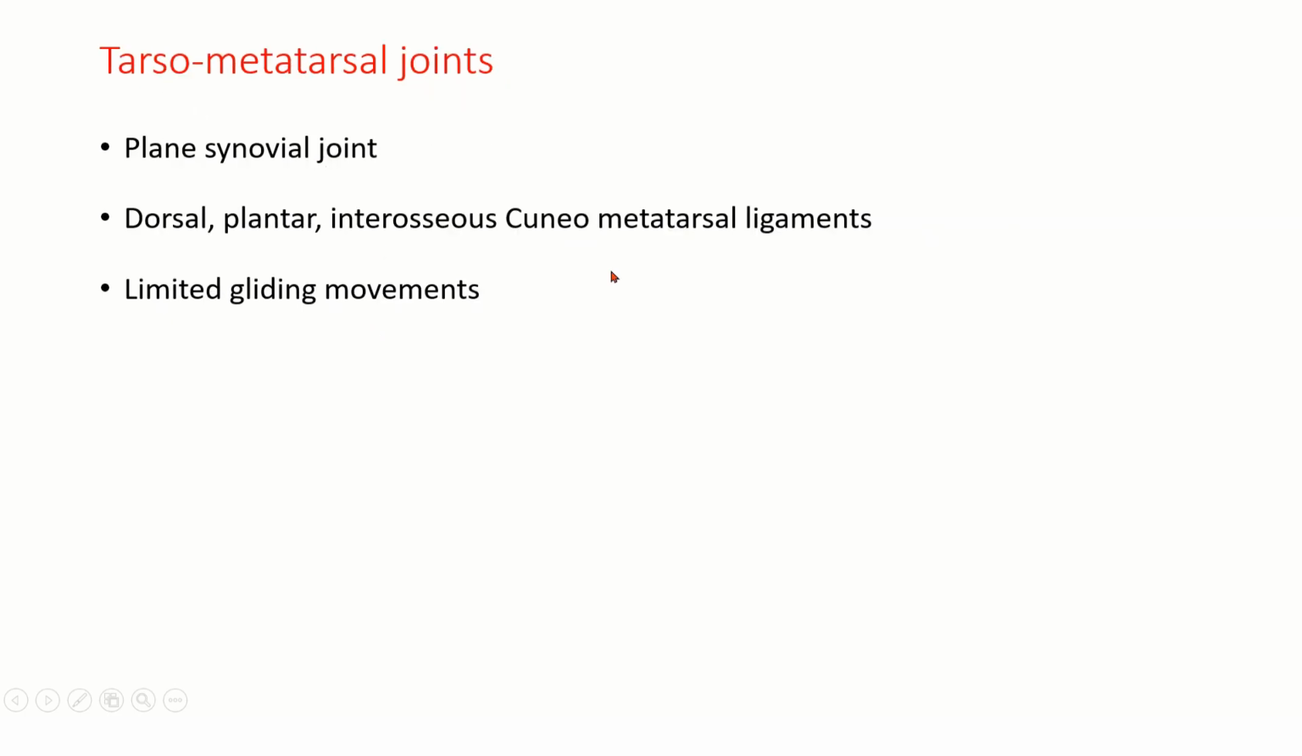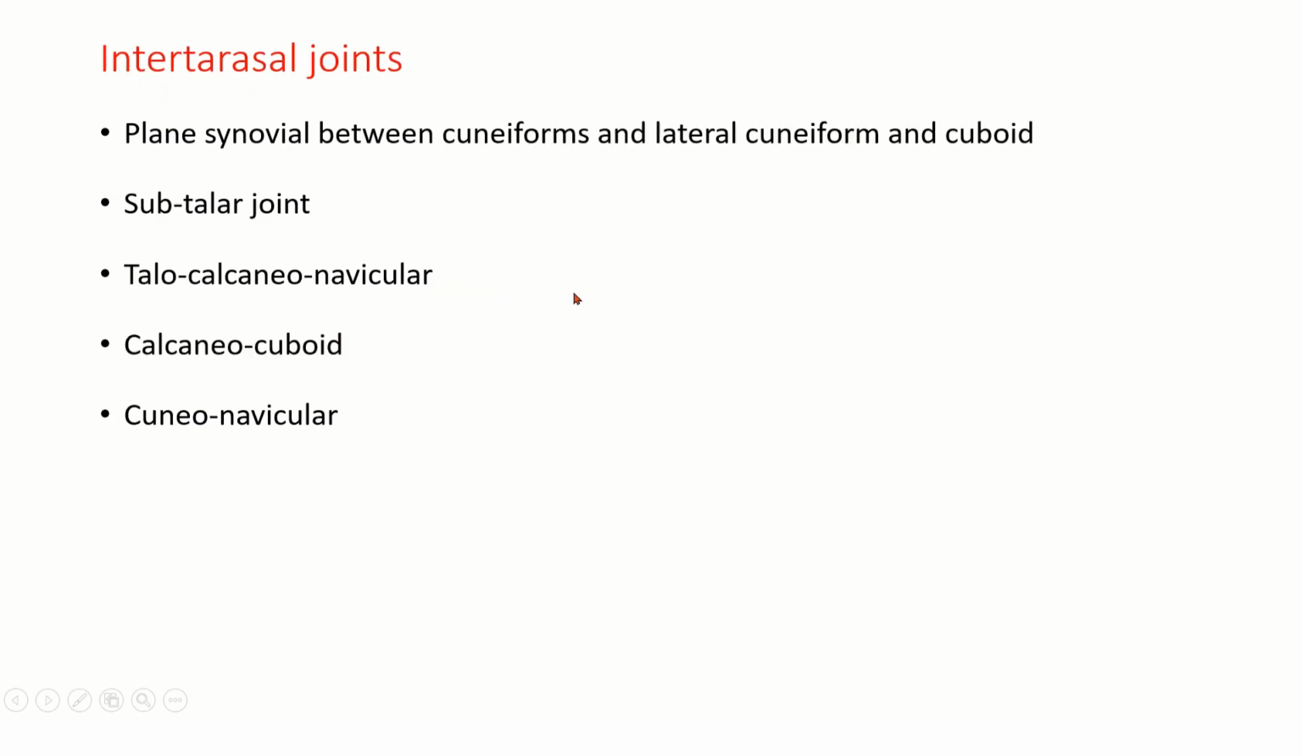So tarsometatarsal joints, these are plain synovial joints. The ligaments in relation to these joints are dorsal, plantar and interosseous cuneometatarsal ligaments. Then there are limited gliding movements which occur at this joint. Then intertarsal joints, the plain synovial joints between cuneiforms and lateral cuneiform on the cuboid. The subtalar joint, talocalcaneo-navicular joint, calcaneo-cuboid joint, cuneo-navicular joint.